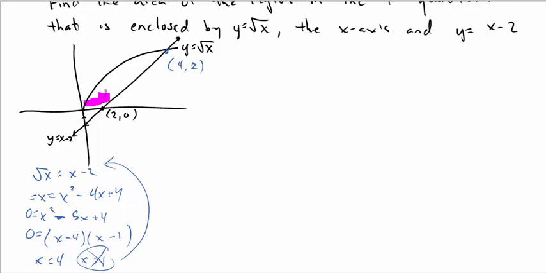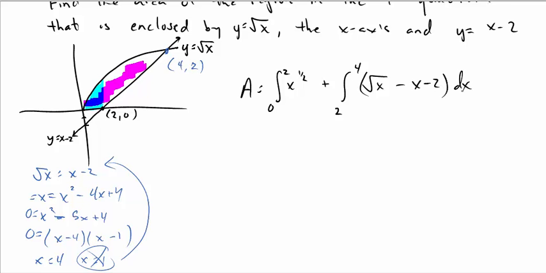The area that we're looking for is all this. And in order to find it, we actually have to split it into two parts, because this part that I'm coloring in blue is bounded by the curve and the x-axis. The part that isn't colored blue is bounded by the curve and the line. So to find this total area, we're going to integrate x to the 1/2 from 0 to 2, and then add to that the integral from 2 to 4, square root x minus 2 dx. So pause the video and evaluate these two definite integrals and see where you get.